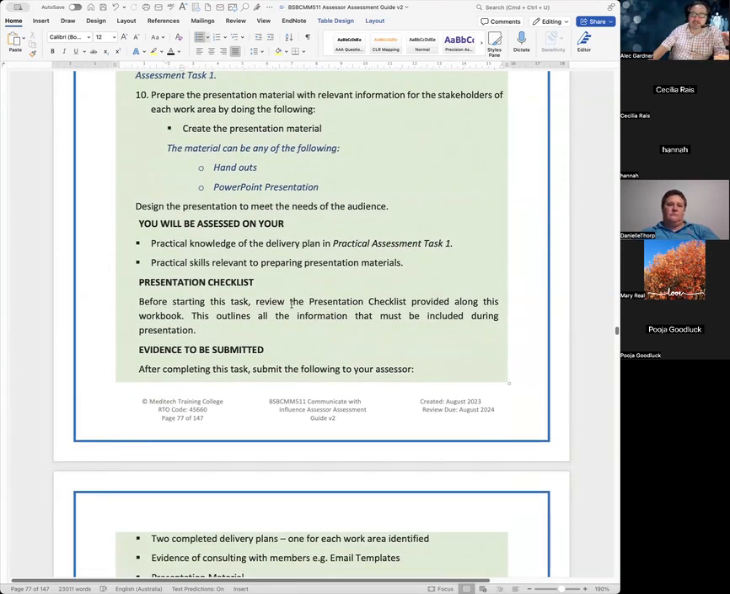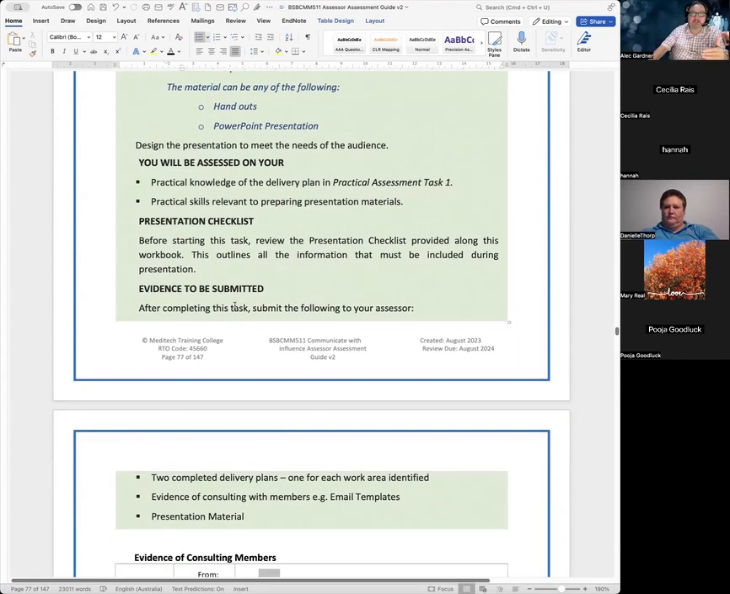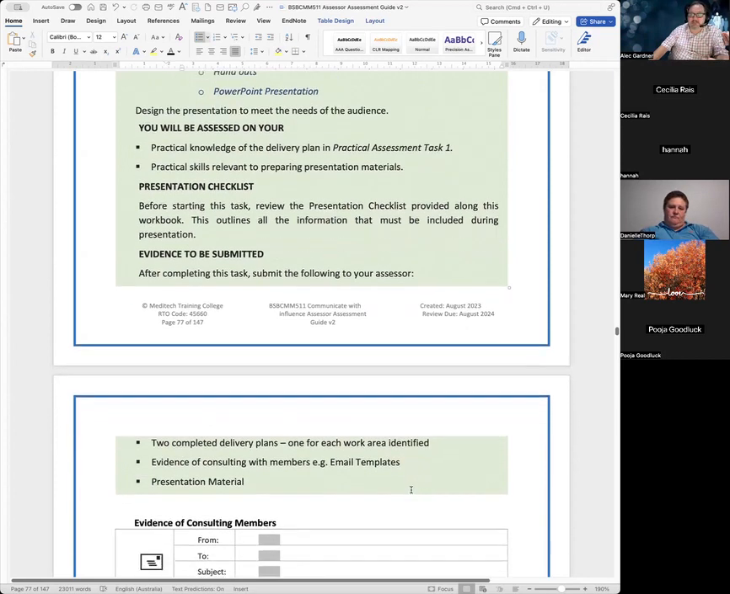There's a checklist. Make sure you go through the checklist and tick that off. So your evidence to be submitted is going to be 2 completed delivery plans, 1 for each of the work areas, evidence of consulting with members, and this is going to be your emails, and also your presentation material.